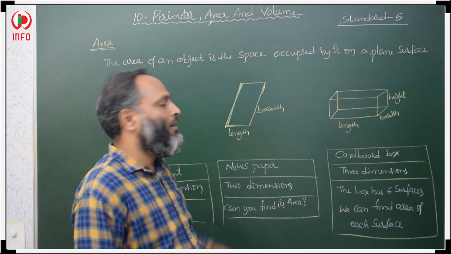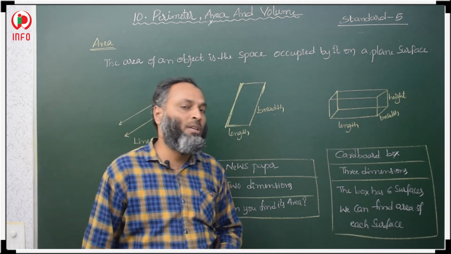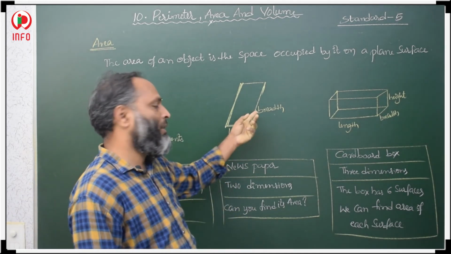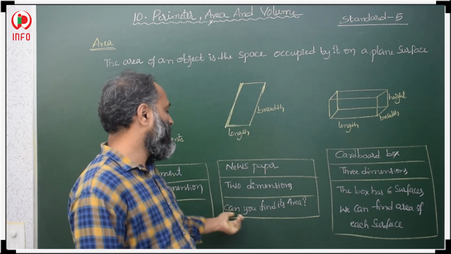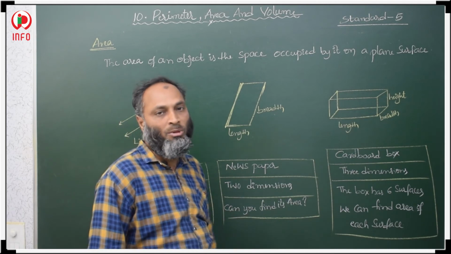So a newspaper, a rectangle, a square, a circle, all these are 2 dimensional in shape. They have length and breadth, 2 dimensions, so we can find area. Can you find its area? He is asking. Yes, we can find the area of this newspaper.